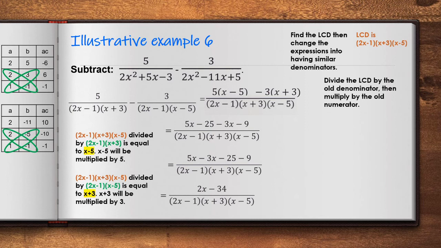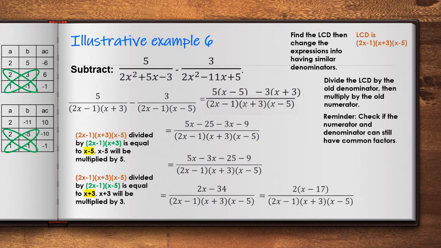Now let us check if the numerator and the denominator have common factors. 2x minus 34 can be factored as 2 times the binomial x minus 17. But it has no common factor with the denominator that we can divide. So let's just have 2x minus 34 and multiply the binomials in the denominator. So here's the final answer.